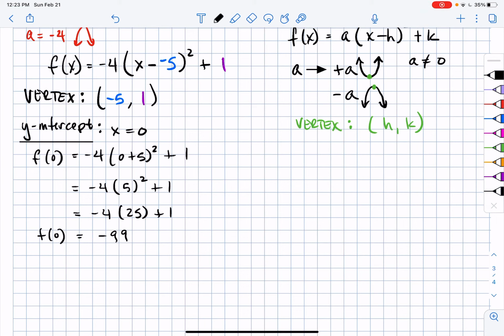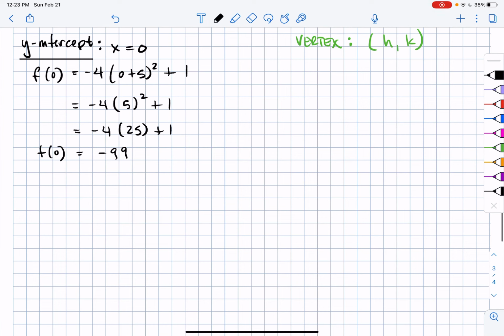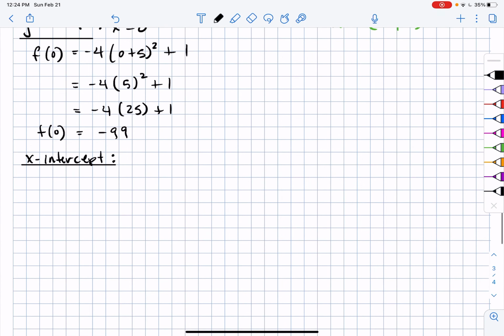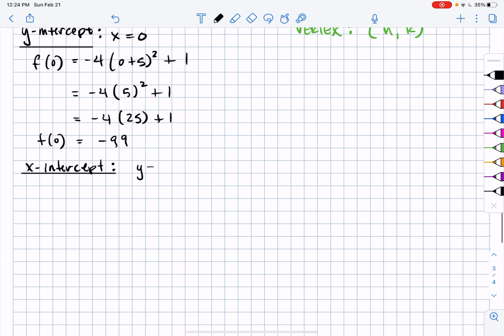Oy. That's going to be a little bit off the graph. Okay? Just a little bit off the graph. All right? So that's one of my intercepts. Question is, do I want to try to find my other intercept? Okay, so let's keep on going. Let's find our x-intercept. Okay, so my x-intercept is always when the y is equal to 0.